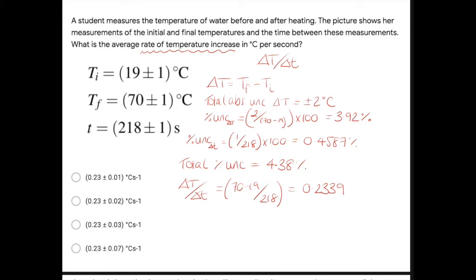And now finally, to calculate the absolute uncertainty, we work out 4.38% of 0.2339. So 0.2339 multiplied by 0.0438 gives us a value of 0.01. So that means that what we have here is our value for delta T over delta t is 0.23 plus or minus 0.01 degrees C per second, and therefore we can see that the correct answer here is option A.